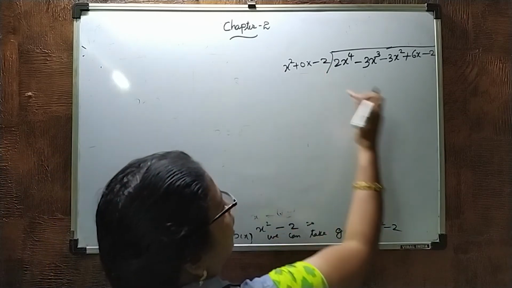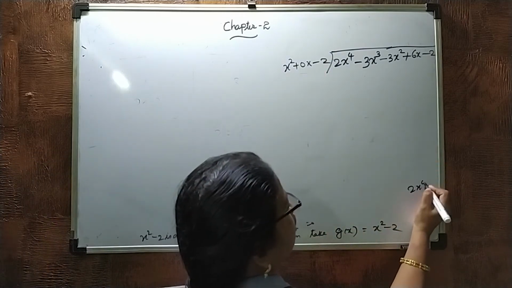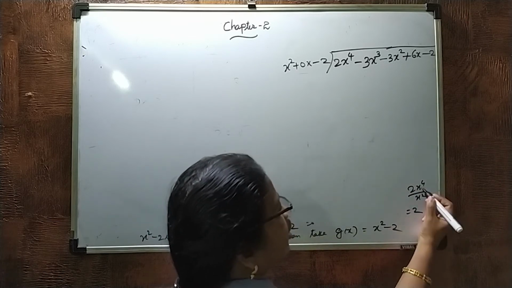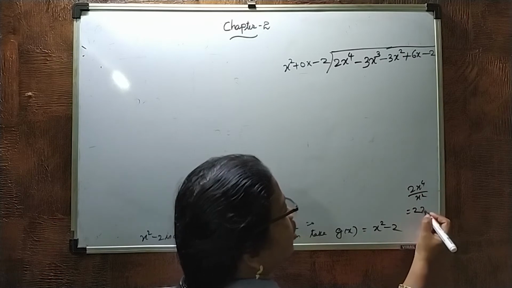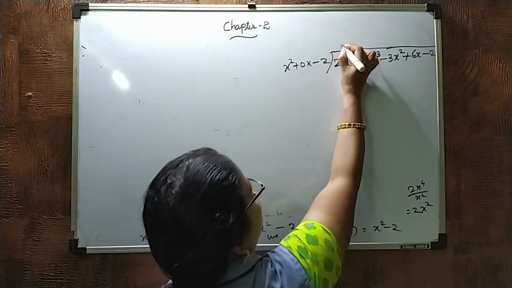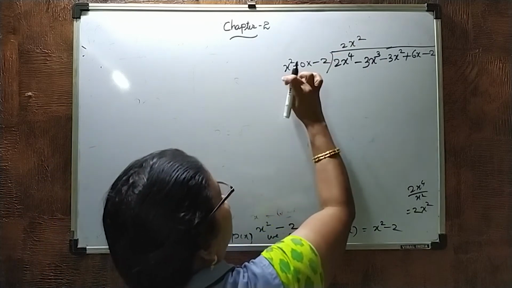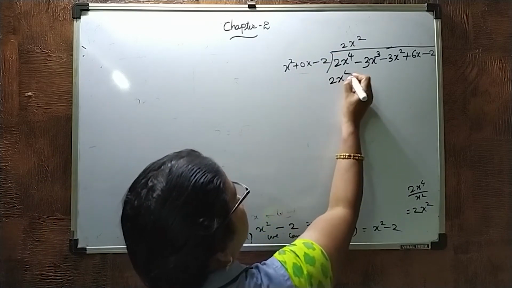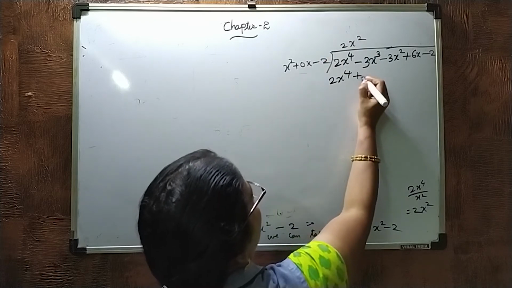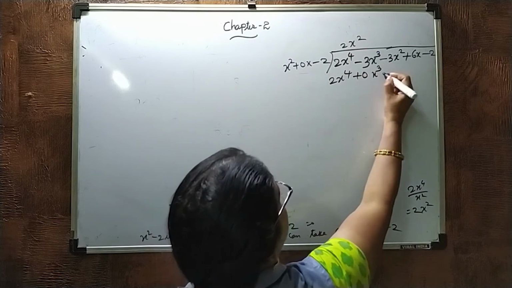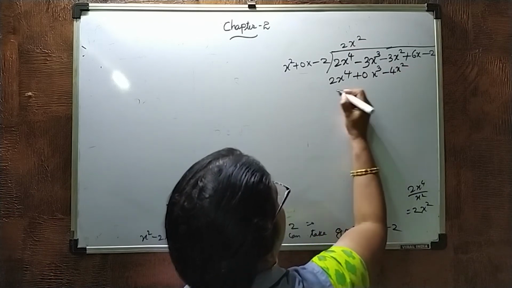2x^4 divided by x^2. Here 2 will be there. x raised to 4 minus 2, we will get the answer 2, so 2x^2. Then multiply 2x^2 into x^2. It is 2x^4 plus 0 into x^3. Then it is minus 4x^2.